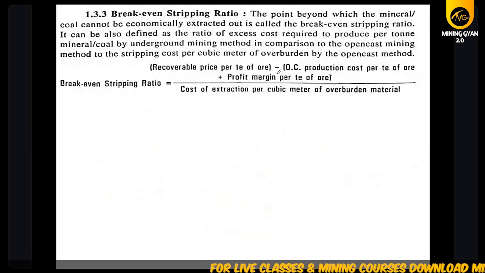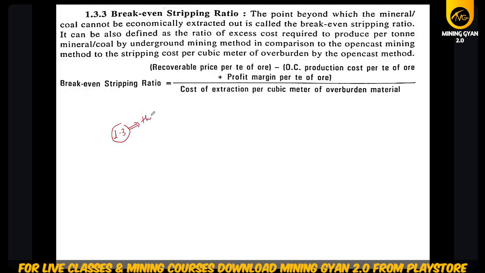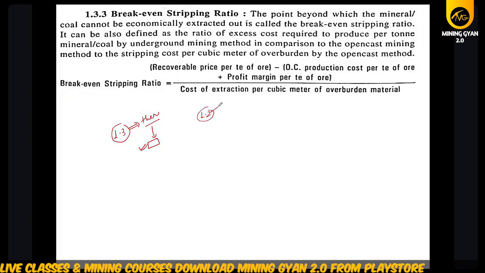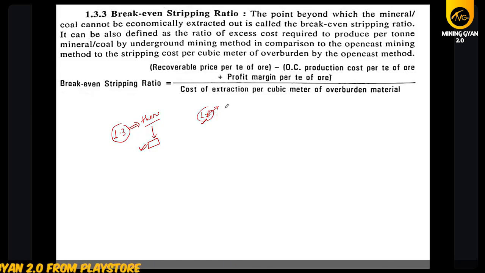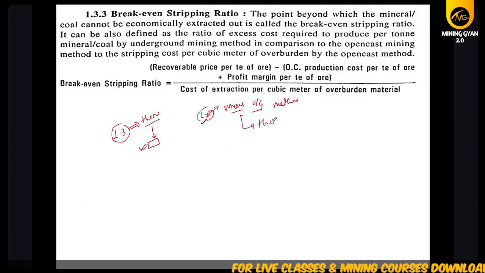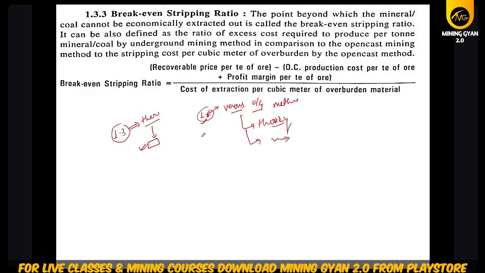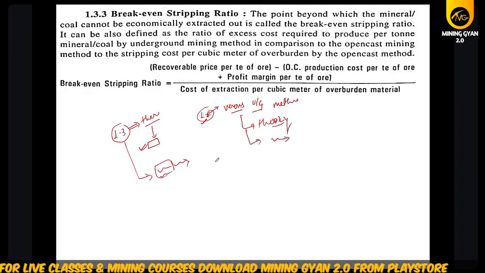Then the second terminology is break-even stripping ratio. In chapter 1.3, the theory part is very little, but the numericals are more. In 1.1 or 1.2, whatever you say, the previous chapters, we saw the various UG methods. That means we discussed the theory more, and the questions are based more on theory and little on calculation. But in this chapter, the numericals are more and the theoretical aspects are less.